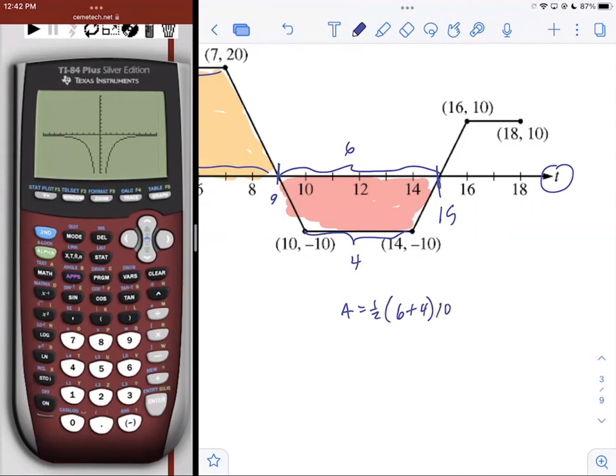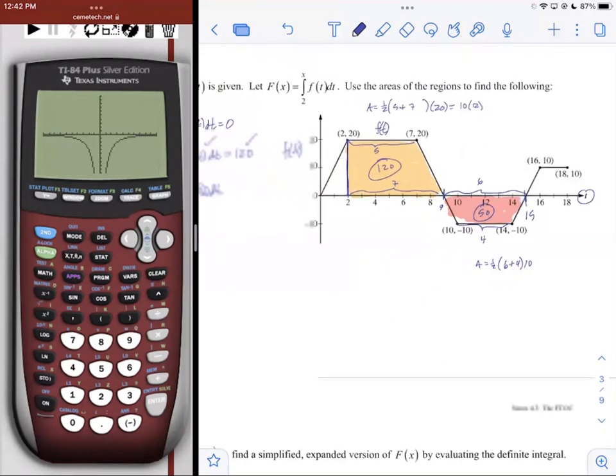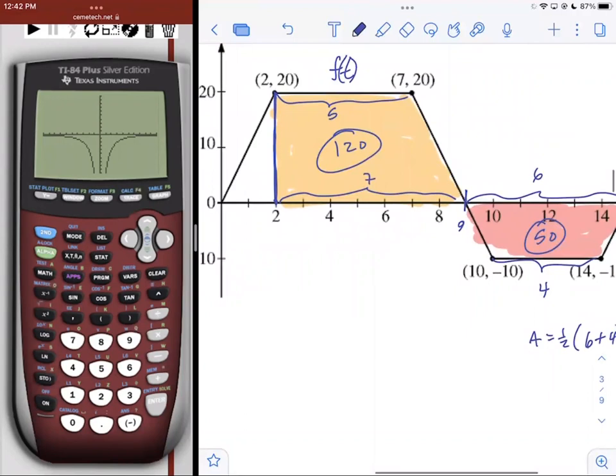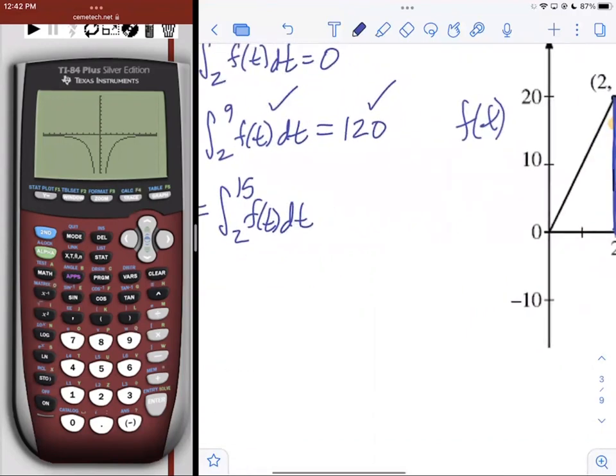So again, I'm not using -10. I'm finding areas, positive values. So that's 5 times 10. This is 50. All right, I think it's right. 5 times 10. Yeah. So now with these two numbers shown in my areas, I'll come over here and say that this is 120 minus 50.